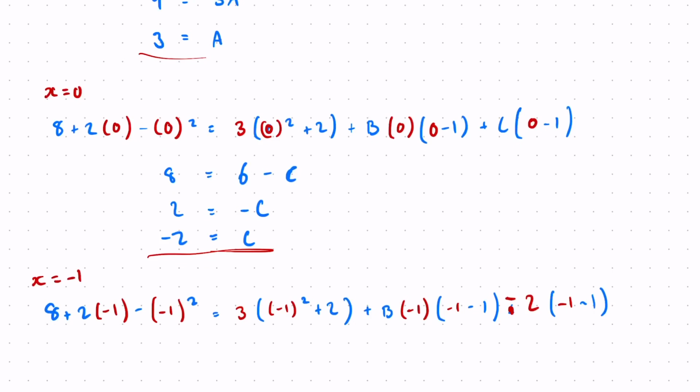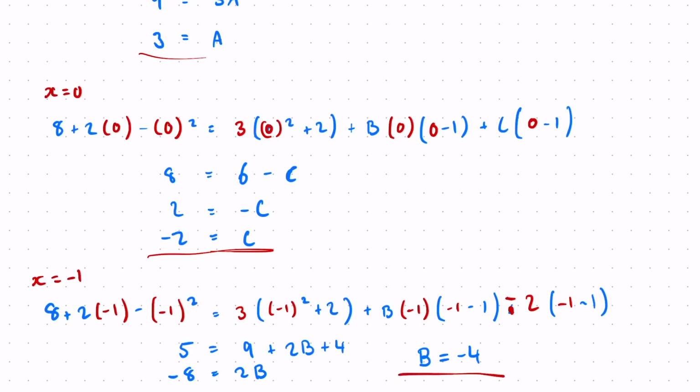Which gives me, on my left hand side, that is going to become 5. And that is equal to 9 plus 2b plus 4, which will become minus 8 is equal to 2b, so b is equal to minus 4.